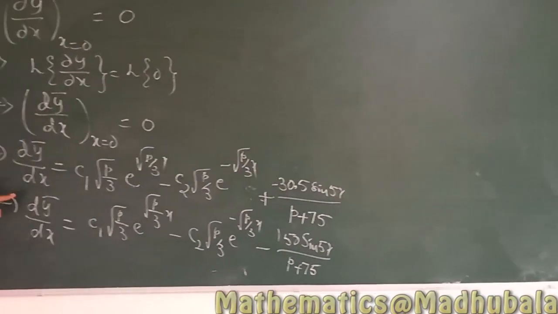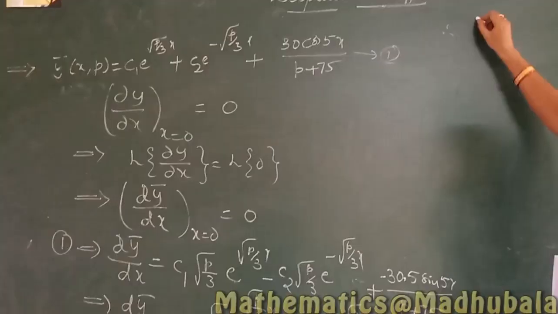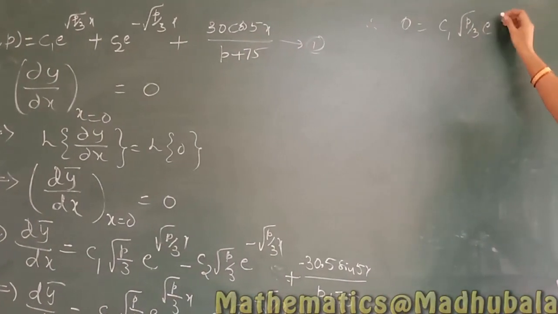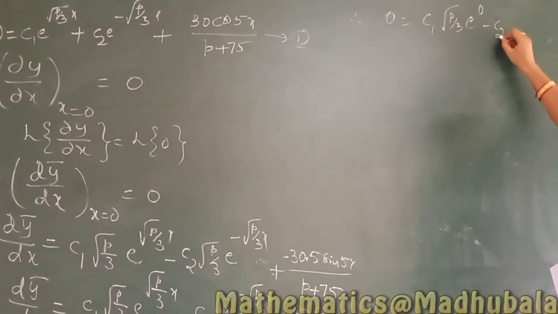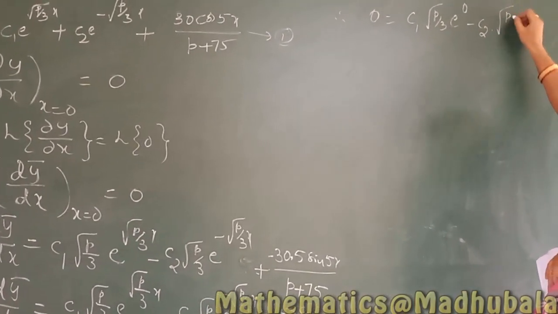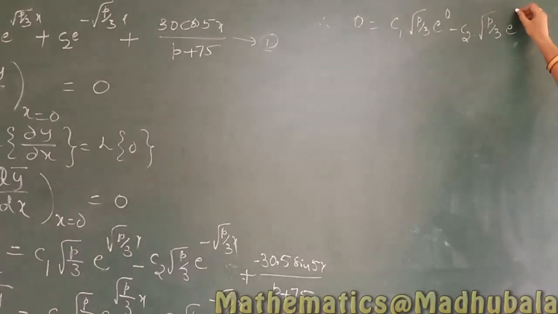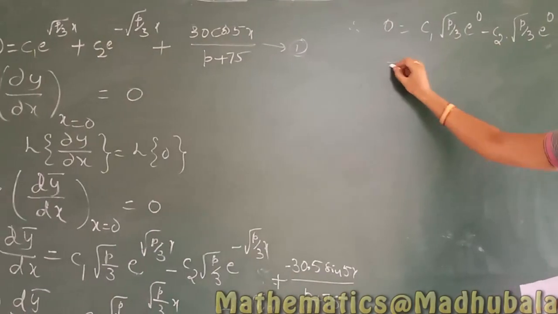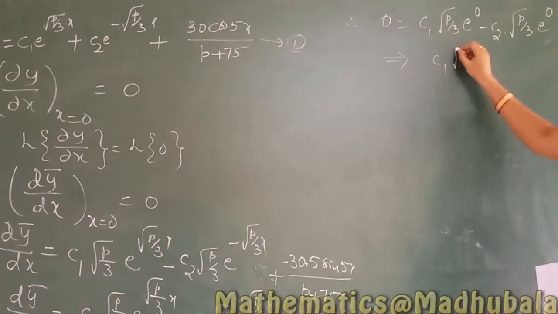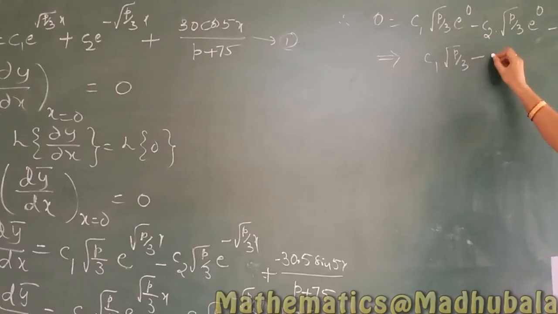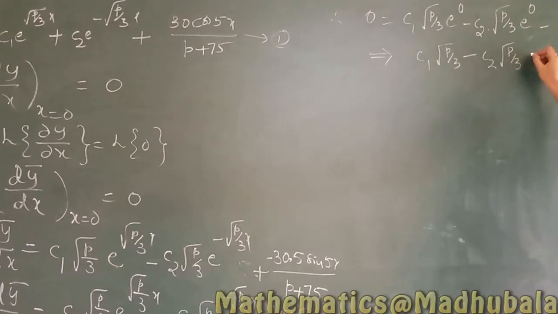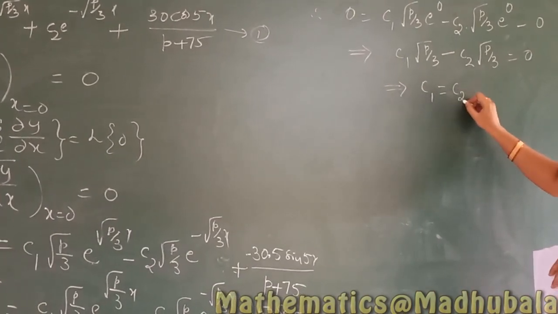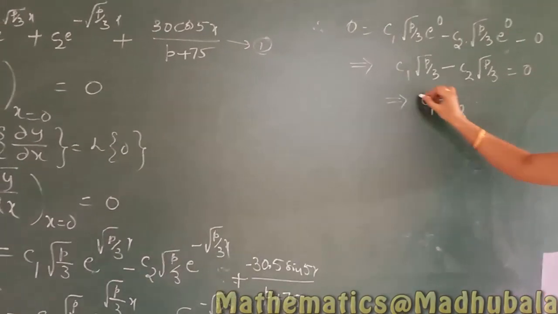So now we do this. Let us put x = 0: c1 into root(p/3) e^0 minus c2 into root(p/3) e^0 minus sin 0, which is 0, so this becomes 0. That implies c1 root(p/3) minus c2 root(p/3) equals 0, from which you get c1 is equal to c2. So now c1 is equal to c2.